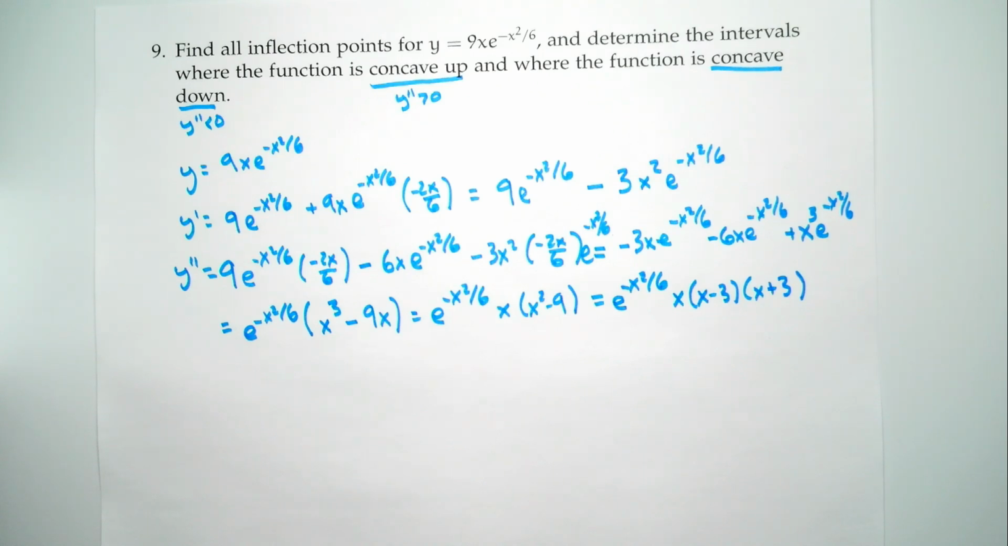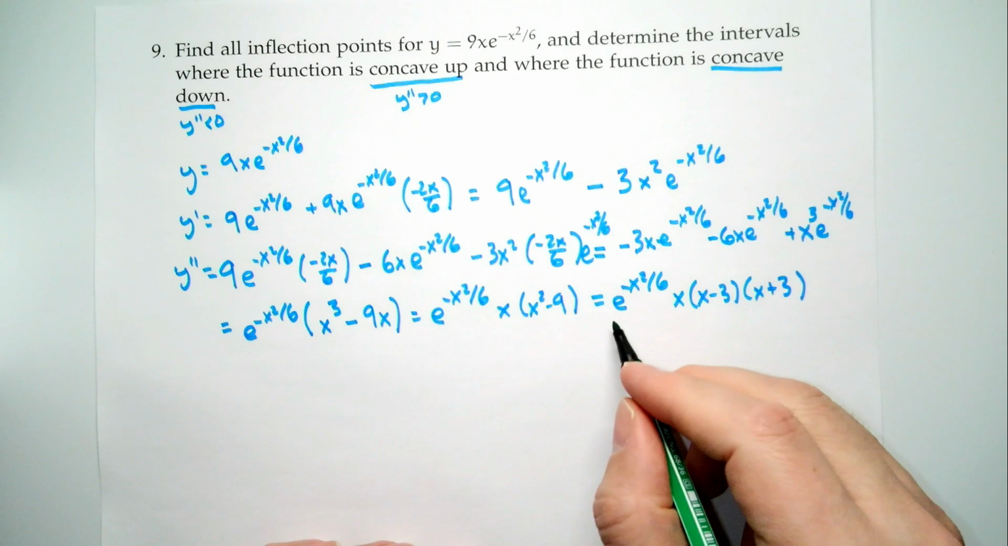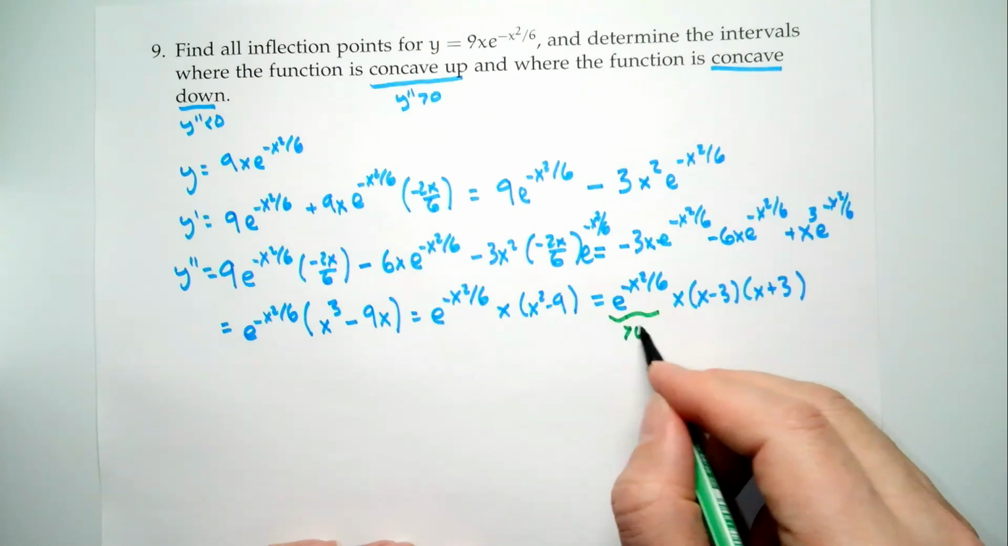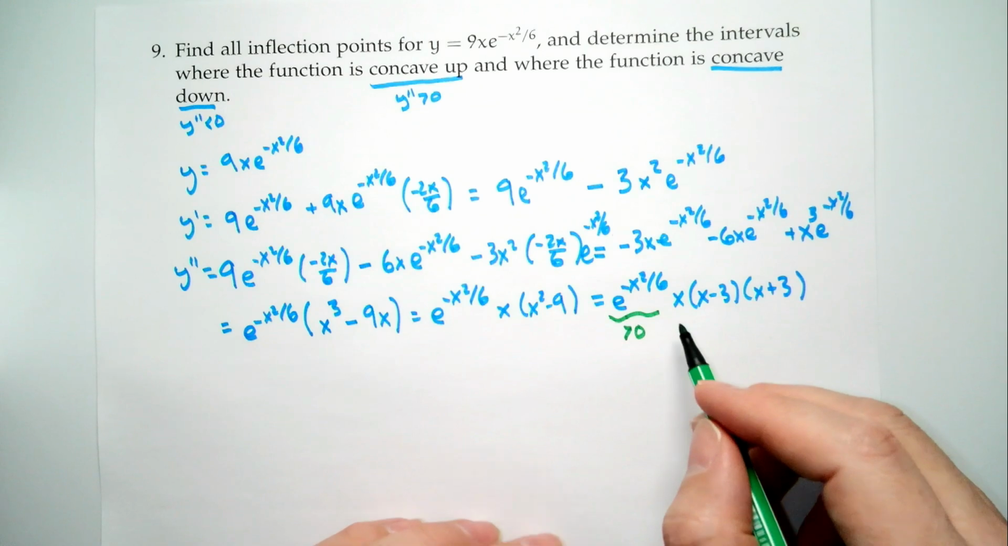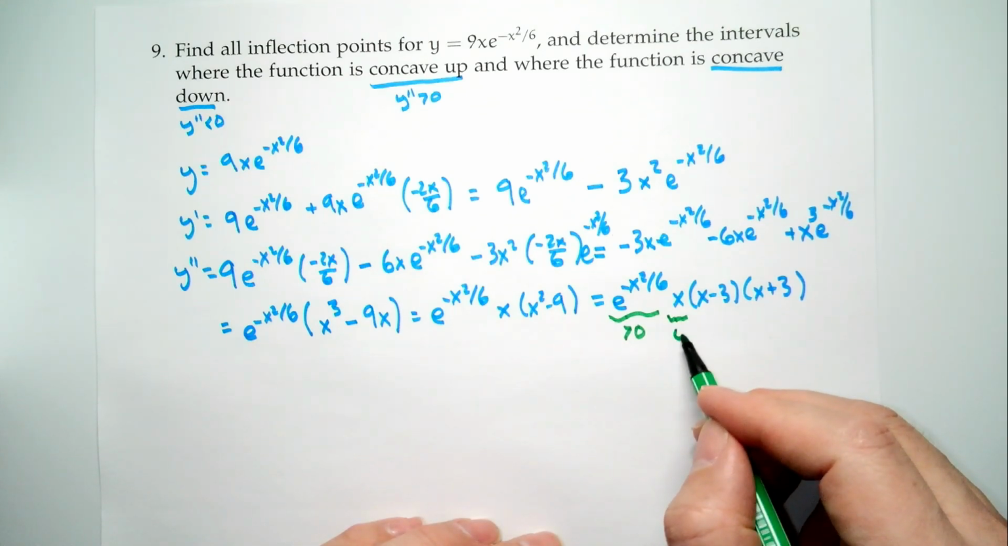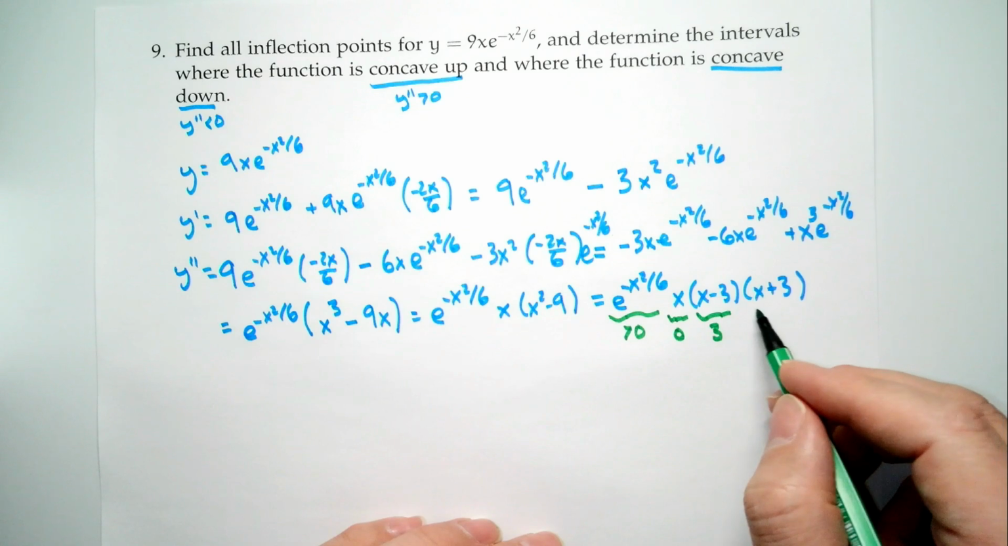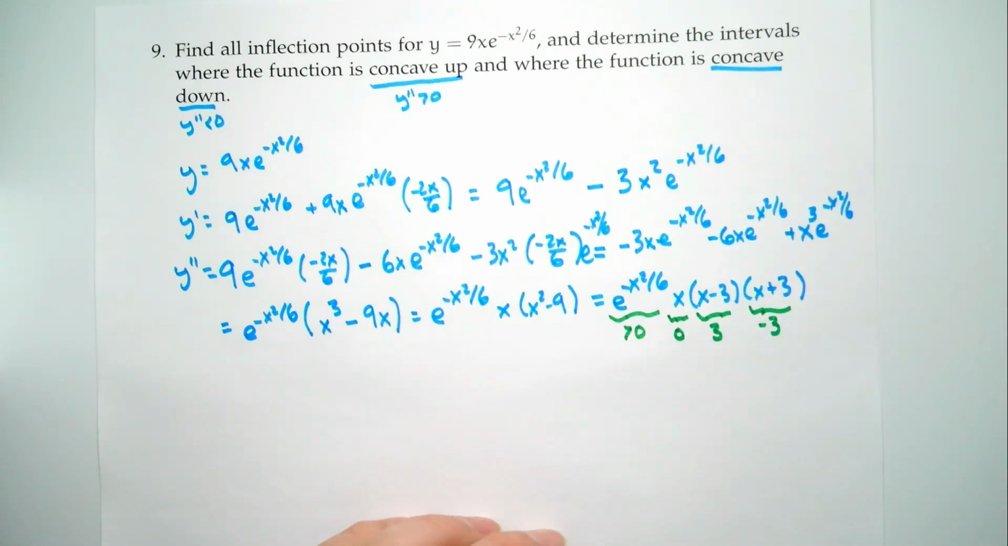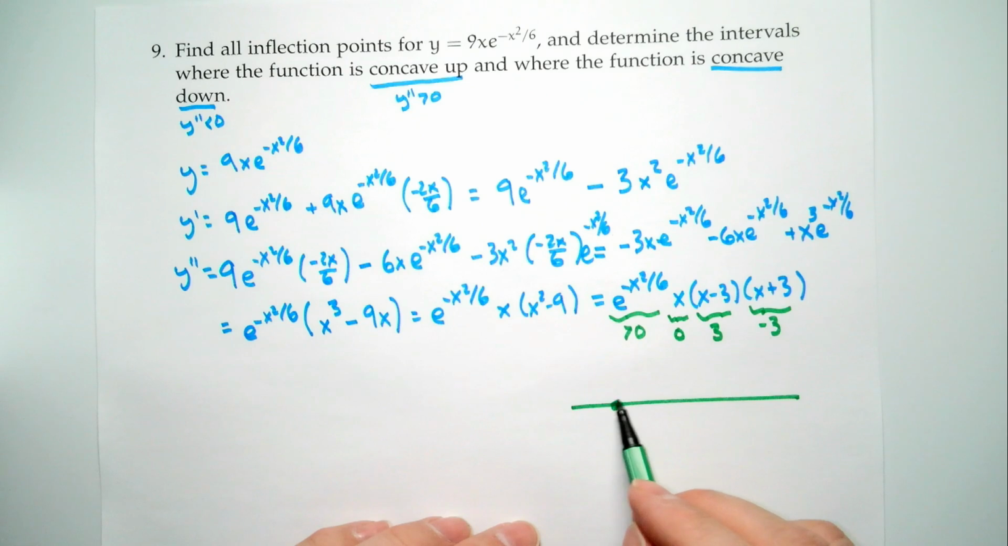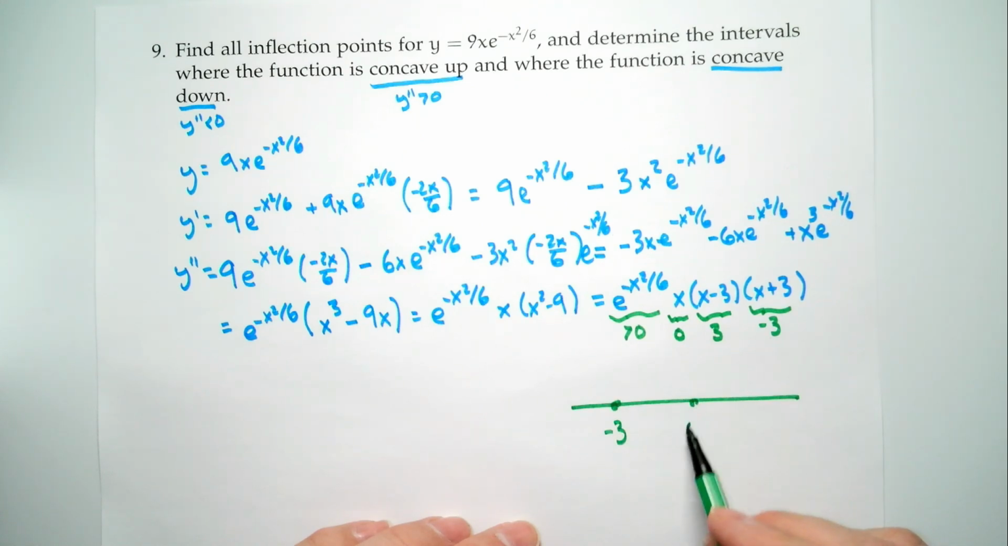Now we can read off where the second derivative is equal to 0. First off, this part will always be positive because it's e to something. So we have our three pieces. We get 0, 3, and negative 3. Now, we haven't yet determined if these are the inflection points. All we've determined is that there are possible inflection points. What we really need to do now is understand what's happening to our second derivative. So we draw our line.